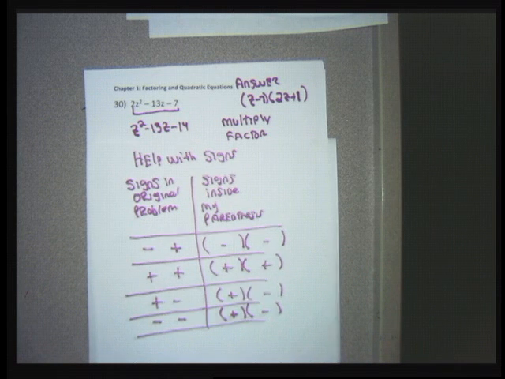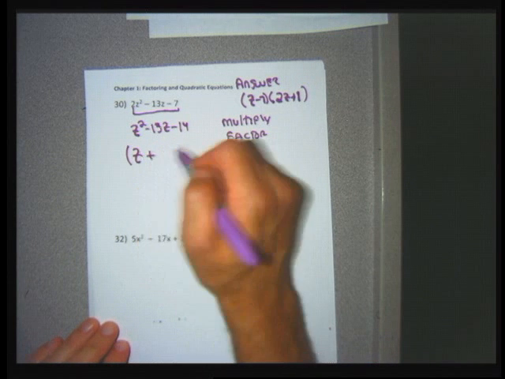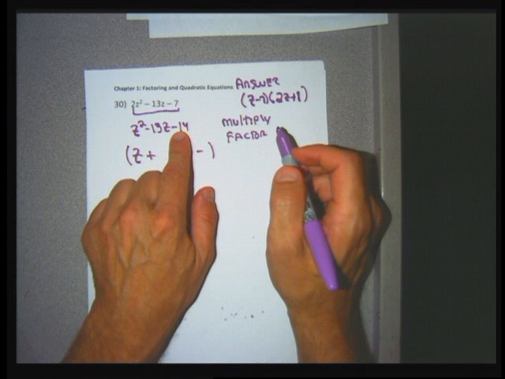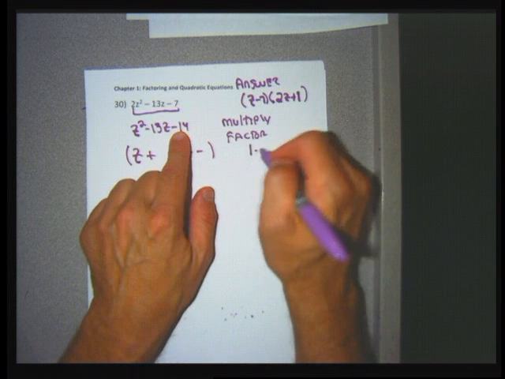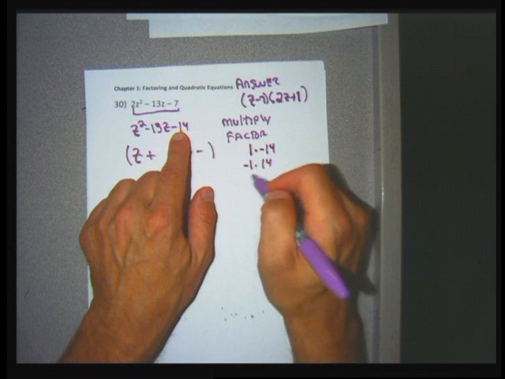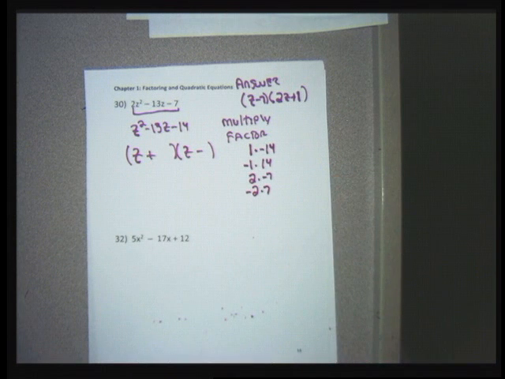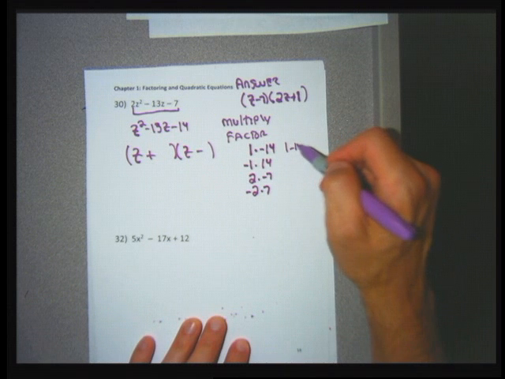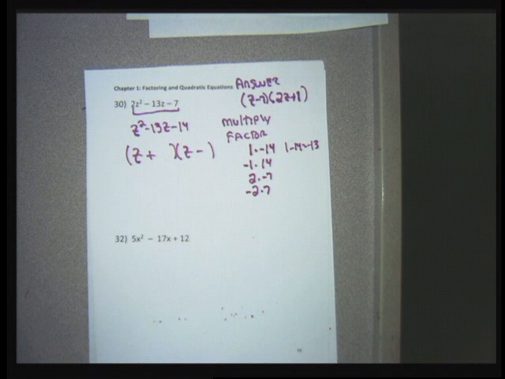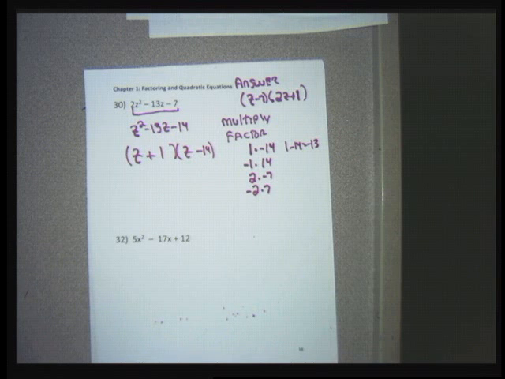And I know my firsts are a couple of z's. So I'm going to make this a z plus and a z minus. And the numbers I'm going to need multiply to negative 14, so they could be either 1 and negative 14, negative 1 and positive 14, 2 and negative 7, or negative 2 and 7. I can see the pair immediately because this 1 and minus 14 gives me the negative 13. I don't even need to check the other ones. I'm going to put a plus 1 and a minus 14 in for my second step.